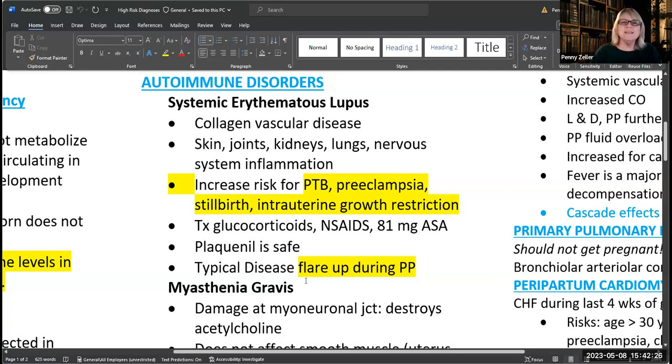So once the pregnancy is over is when clients with lupus or any kind of autoimmune disease have a flare up in the disease. Okay, so that's kind of difficult for them. But a woman with lupus can usually carry a baby to nearly full term.